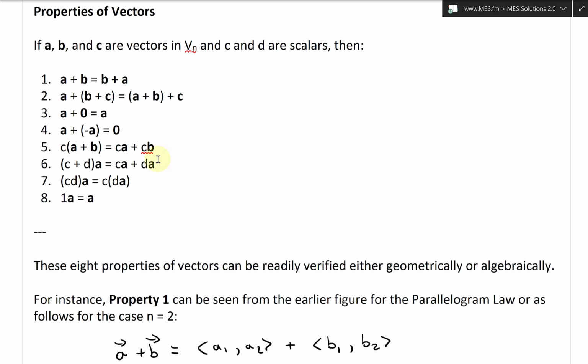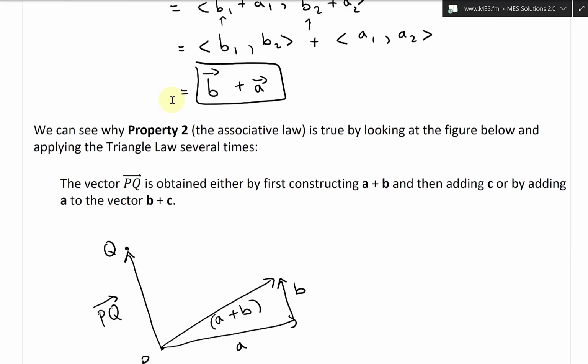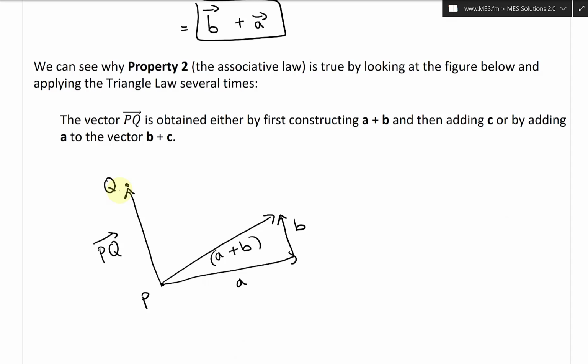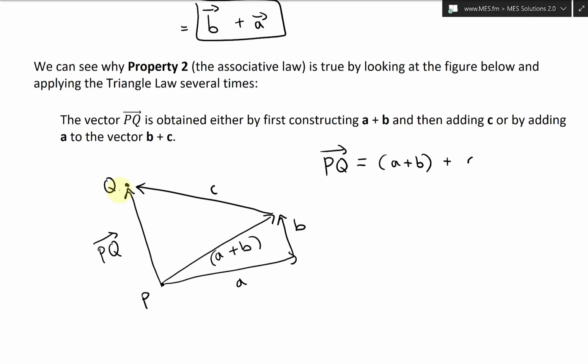All right, so we have the bracket there, and then we're going to add C now. So C would be, well, we need to get to Q. So C is going to be, let's say there's a vector here. Now we're going to apply the triangle law again. This is going to be C. So in other words, yes, C like that. So PQ is equal to A plus B, put a bracket, and then plus C, like that. Because we have this A plus B plus C, and then that's just this PQ.